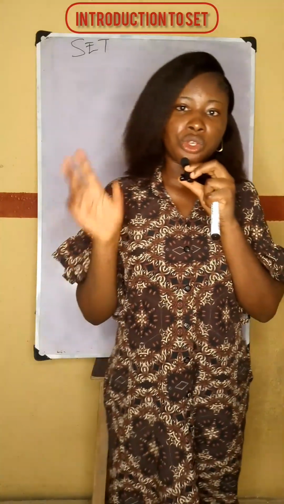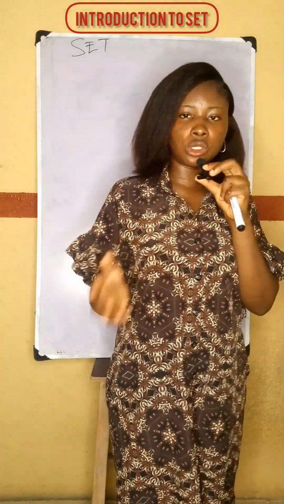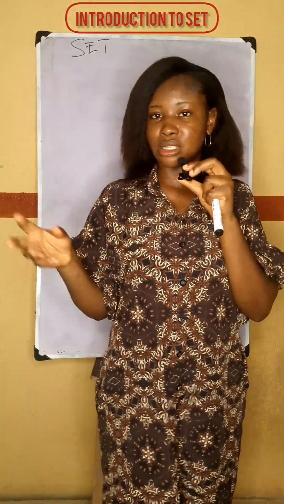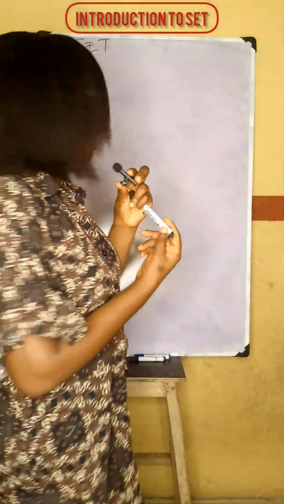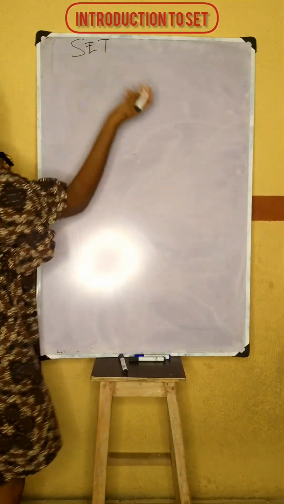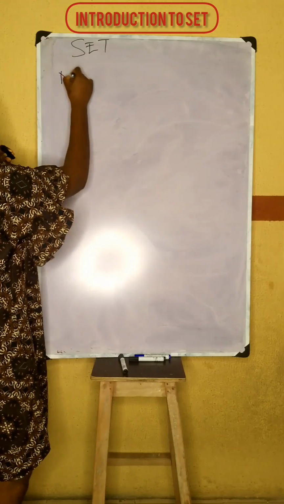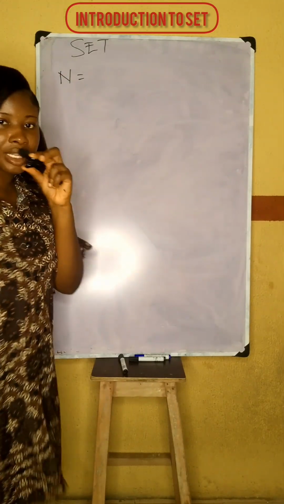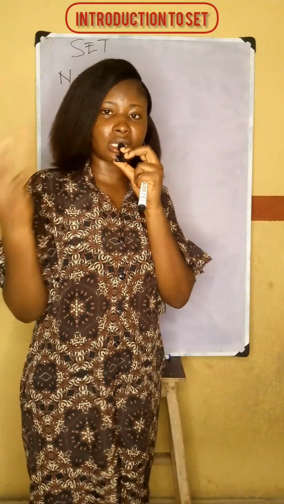In sets, we use capital letters to represent sets. Most times we want to note what sets are, we use capital letters to represent sets. And then the elements of the set, we use small letters. So if I want to note a set, like the set of natural numbers, another word for this is counting numbers, if you don't want to say natural numbers.